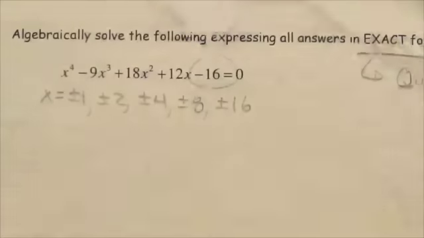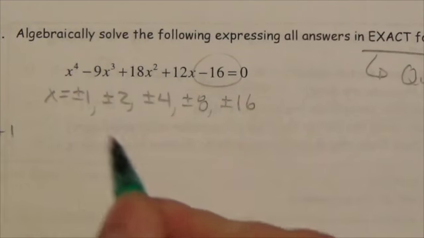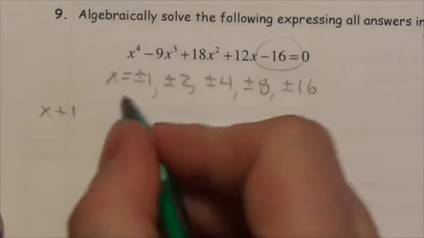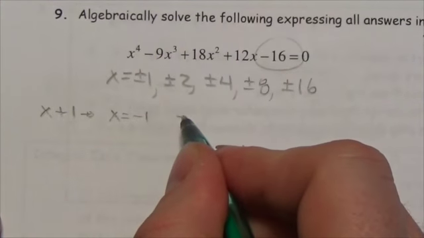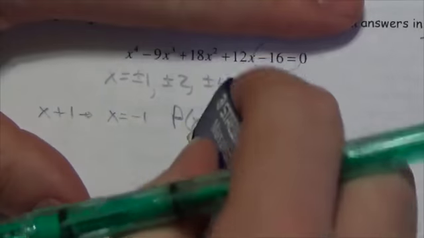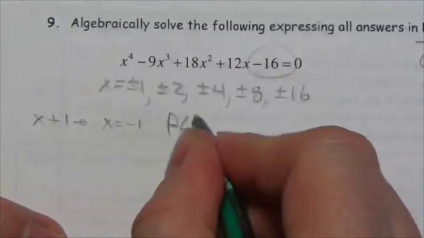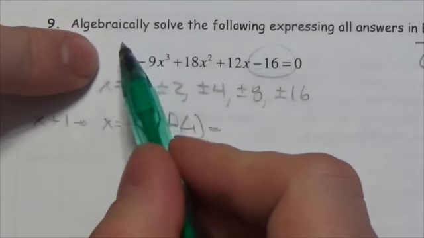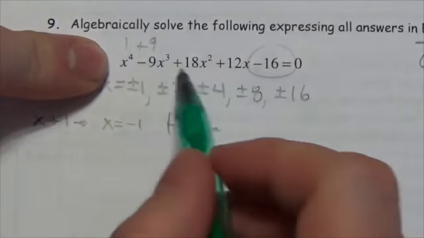So x equals negative 1 means I'm going to test x plus 1 as a factor. And that implies x equals negative 1. So we'll plug that in. So this will be p at, I meant to put negative 1 there. p at negative 1 is going to equal 1 plus 9 plus 18 minus 12 minus 16.